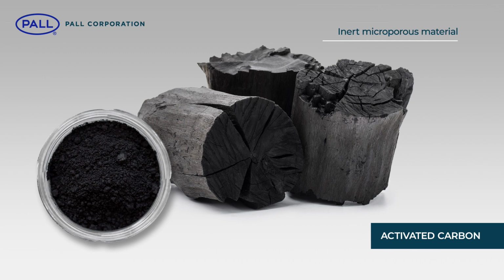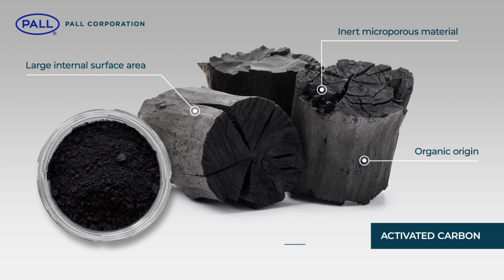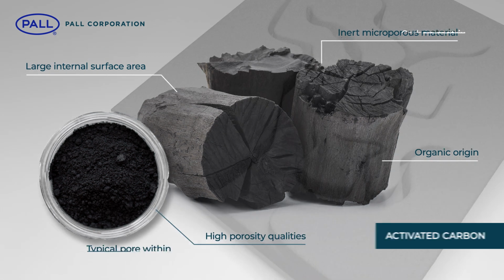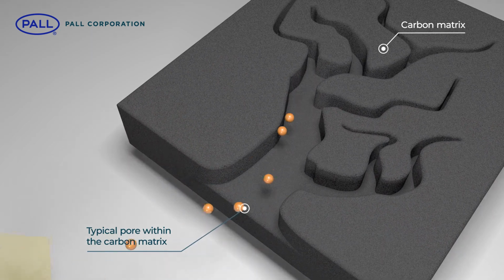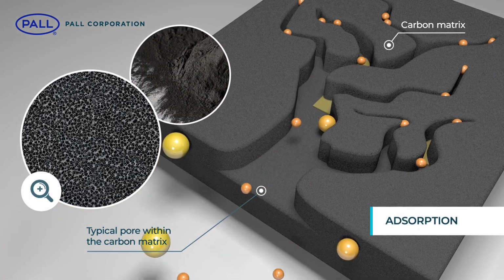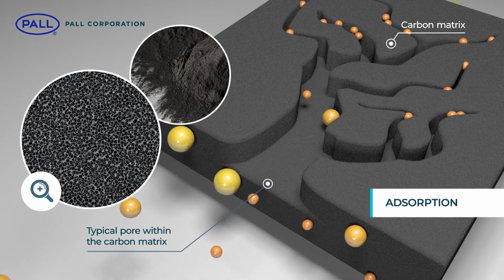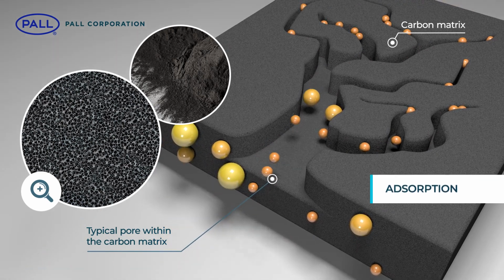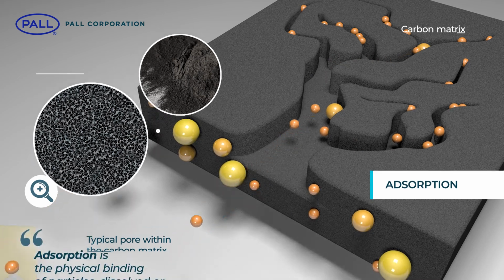Activated carbon is an inert microporous material of organic origin and is characterized by its large internal surface area and high porosity qualities. Unlike more conventional forms of filtration, activated carbon uses adsorption as a means of particulate separation, and it's within its millions of pores that this process takes place.